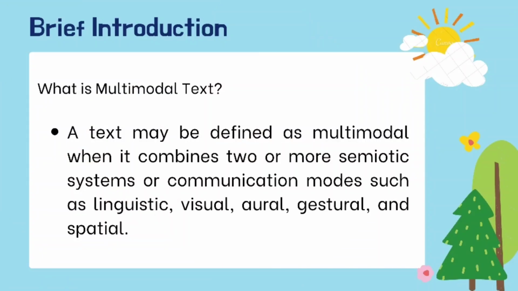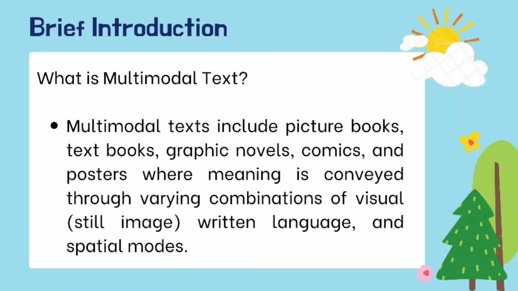Moving on to our discussion, what is multimodal text? A text may be defined as multimodal when it combines two or more semiotic systems or communication modes such as linguistic, visual, oral, gestural, and spatial. Multimodal text include picture books, textbooks, graphic novels, comics, and posters, where meaning is conveyed through varying combinations of visual, still image, written language, and spatial modes.